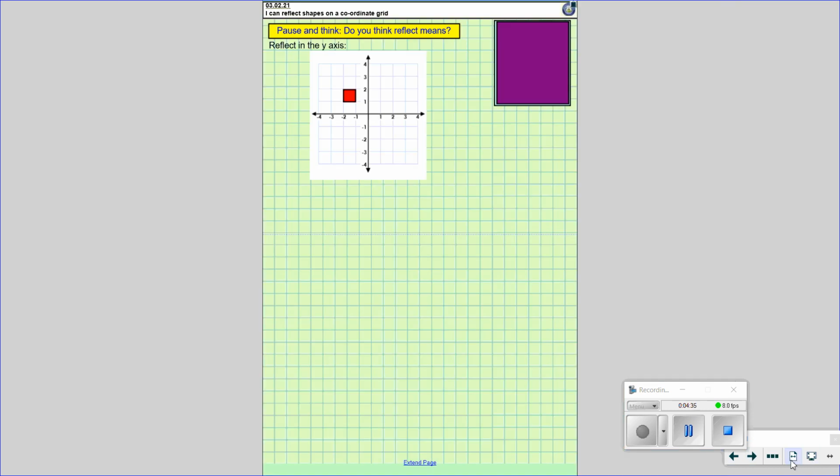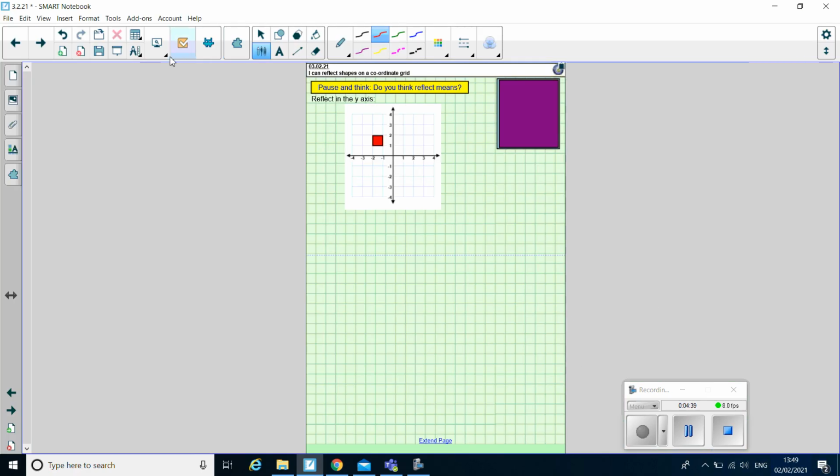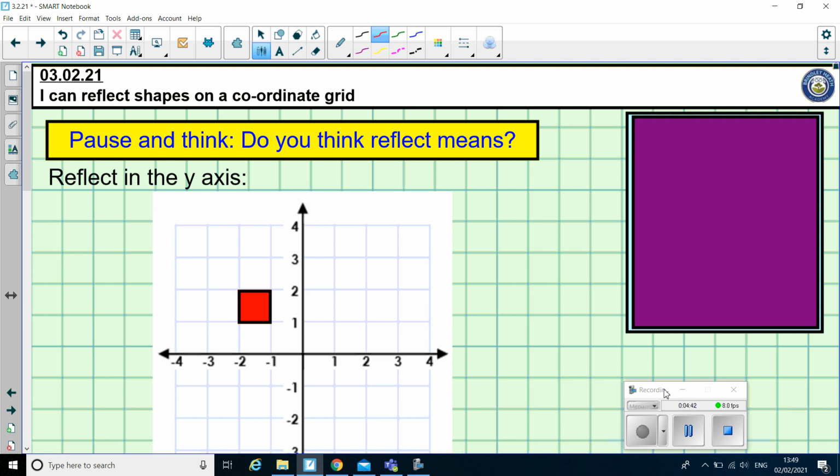Okay, hopefully you've had an opportunity to do those questions in Year 6, and we're going into the main part of our lesson now then. So our I can today is I can reflect shapes on a coordinate grid. So the first thing I want you to do is think about what the word reflect means. So pause the video now to give you a moment and think about what that word means.